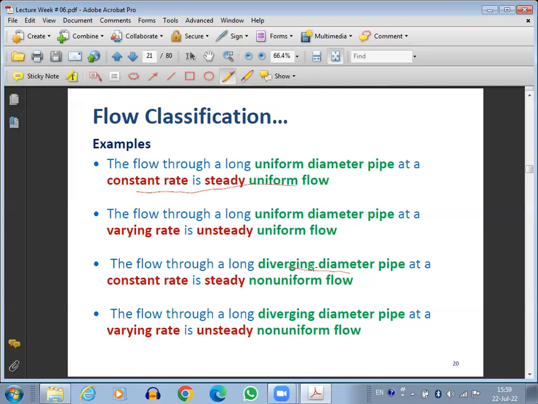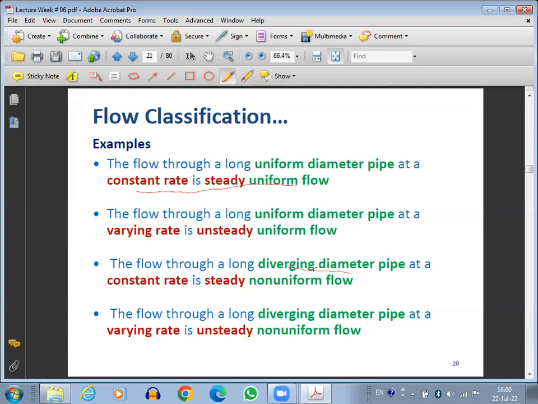So if it is a diverging flow or a converging flow, in both ways it will be non-uniform, because along the length you will see that the velocities are different. At the starting point the velocity is different compared to the end point. But let's say you do not change the tap. You have kept the tap the same with time, so it's steady. But if you are also changing the tap with time, then it becomes unsteady as well as non-uniform. Okay, so these are four examples of uniform flow, non-uniform flow, steady flow, unsteady flow.